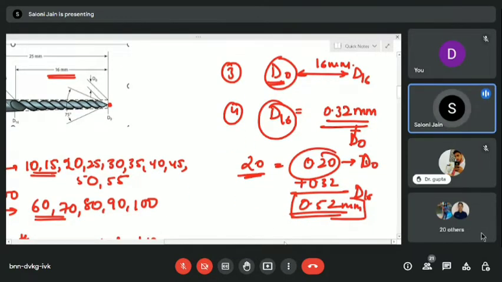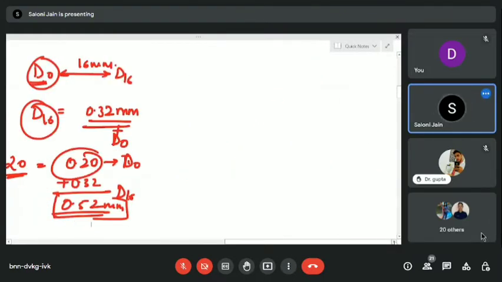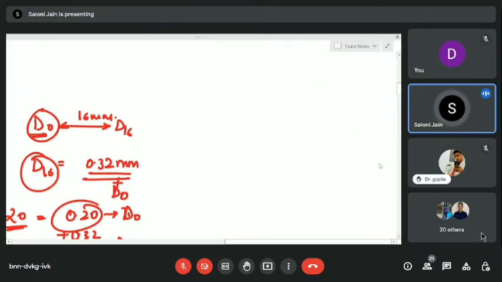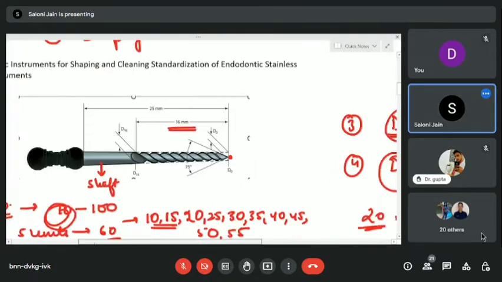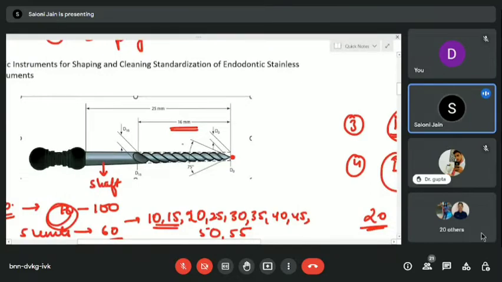Now, the following specifications were added later. These were the four basic ones, and then they added some specifications later. Something new that was added was tip angle. If you see this, this is your tip, and this angle that is being formed. So the tip angle of the instrument should be 75 degrees plus minus 15 degrees. So they gave a standard that the tip angle should be 75 degrees plus minus 15 degrees.